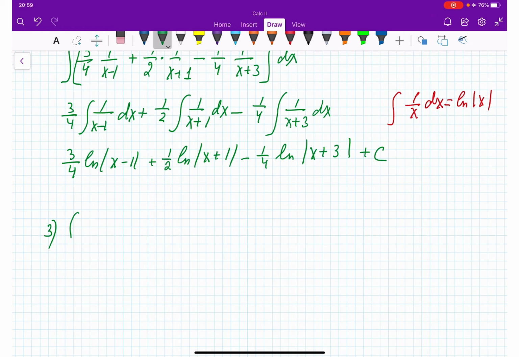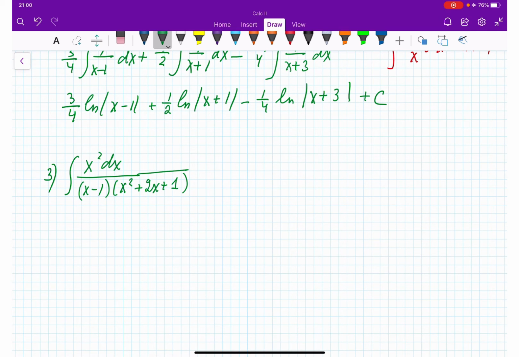We have the integral of x squared dx over (x minus 1)(x squared plus 2x plus 1). Okay, let's decompose. So what do we get? X squared over x minus 1 times x squared plus 2x plus 1, which is going to be x plus 1 squared, right? It's a perfect square. Okay, that is interesting.